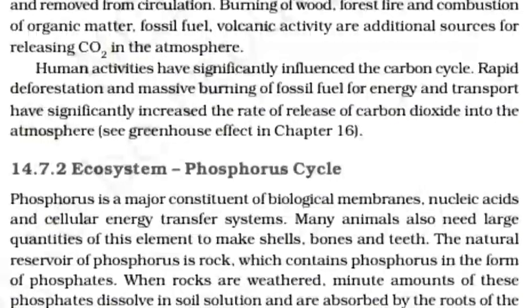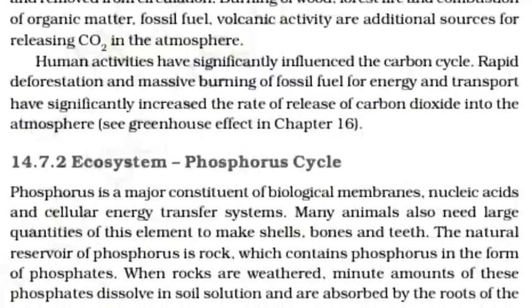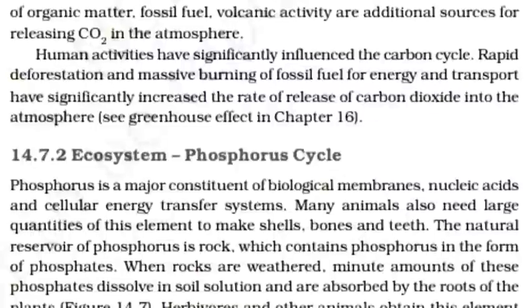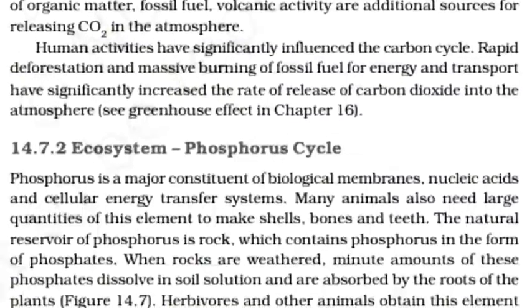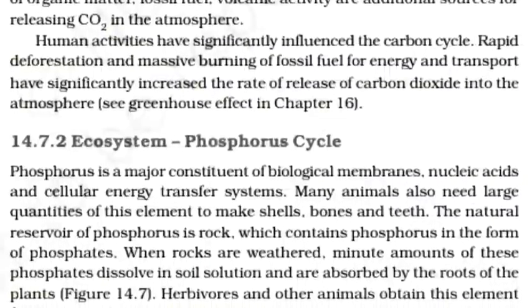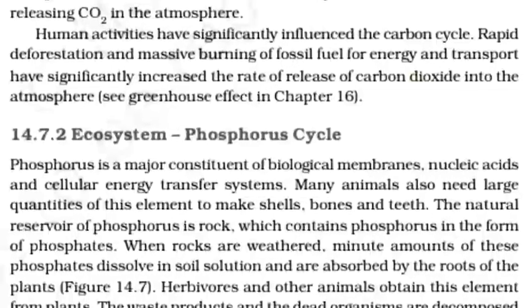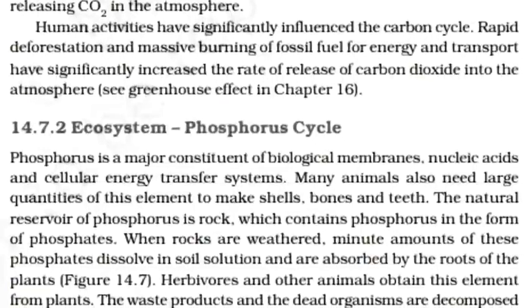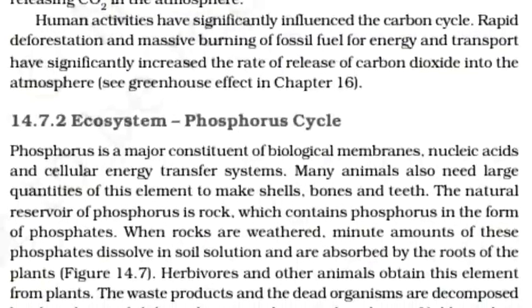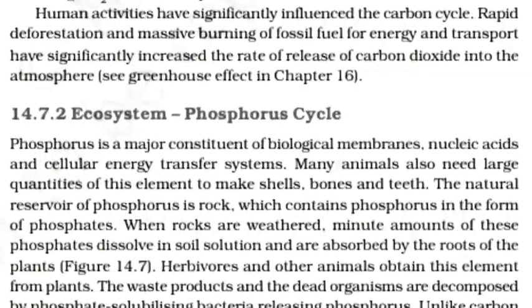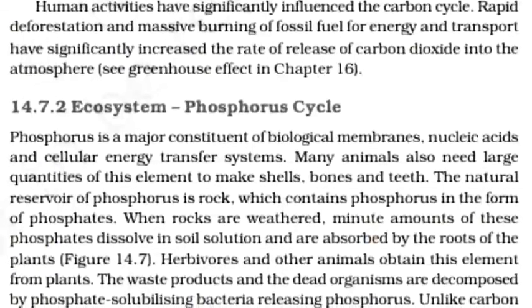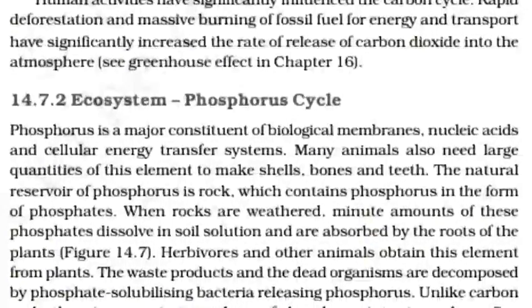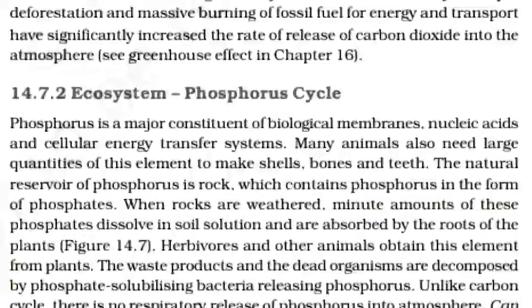Ecosystem phosphorus cycle. Phosphorus is a major constituent of biological membranes, nucleic acids and cellular energy transfer systems. Many animals also need large quantities of this element to make cells, bone and teeth. The natural reservoir of phosphorus is rock, which contains phosphorus in the form of phosphate.